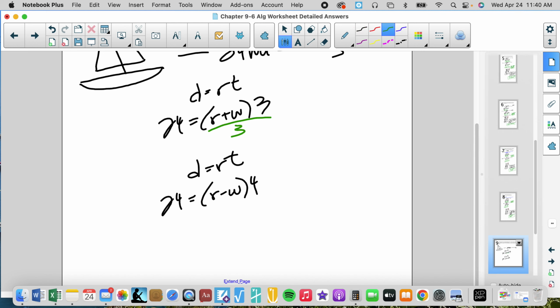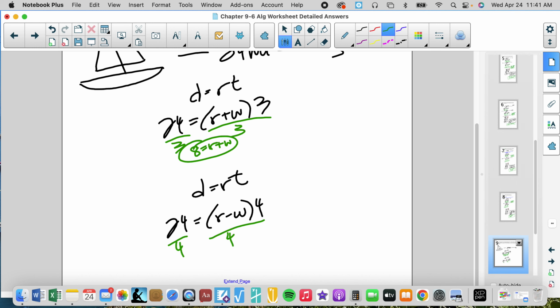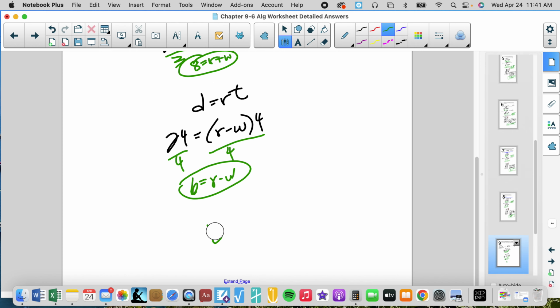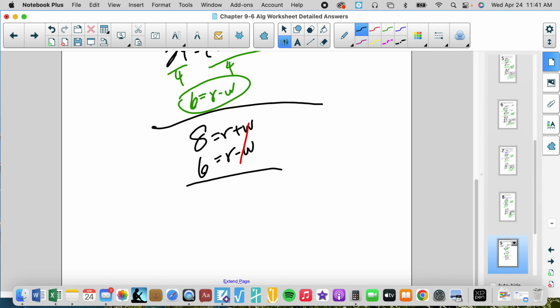Let's do the shortcut technique. And that is going to be 8 equals R plus W. Let's move this stuff down. And then the shortcut tells me to divide by 4. 6 equals R minus W. 8 plus W, 6 equals R minus W. Let's add those. W's cancel. 14 equals 2R. Divide by 2. 7 equals the rate of speed.